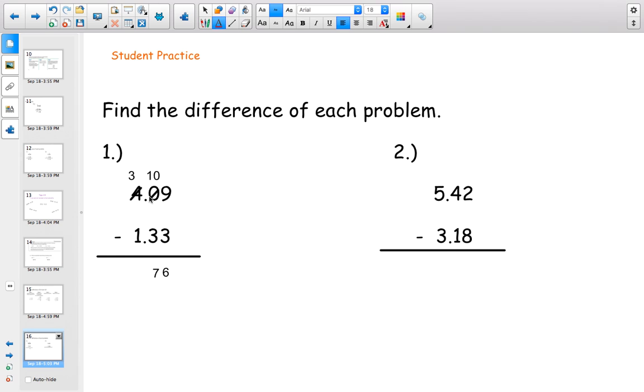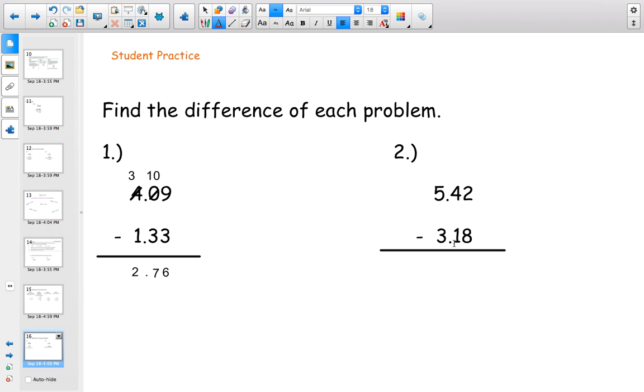I'm going to bring my decimal point straight down, and now I'm going to go over to my ones place. 3 minus 1 is 2. So we should have gotten 2 and 76/100. Alright, go ahead and try number 2 on your own. Click submit when you're ready.